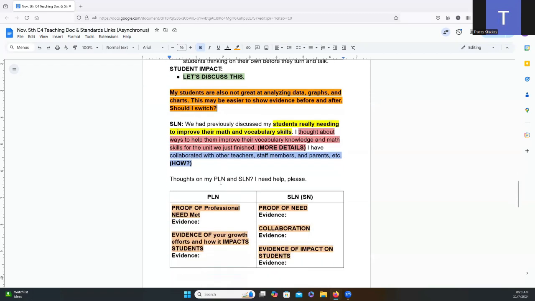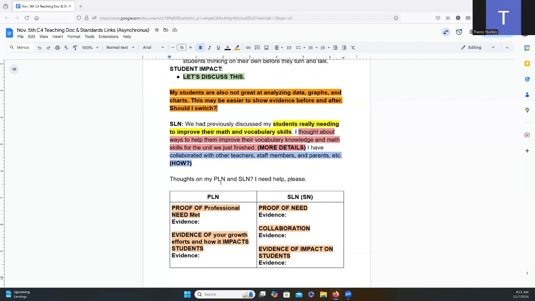So the SLN, we had previously discussed that my students really needed to improve their math and vocabulary skills. I thought about ways to help them improve their vocabulary knowledge and math skills for the unit we just finished. I say we need more details. That's very vague. We got to get specific on that. And I have collaborated with other teachers, staff members, and parents, and I'm saying how from the assessor lens. I still like that as your SLN for them. I love that it connects to your unit, but it never has to connect to your unit. So just because I love that doesn't mean it has to. I'm going to say candidates I work with, 7 times out of 10, it never connects to the unit, and that's perfectly fine. So give us some more details of ways that you help them.